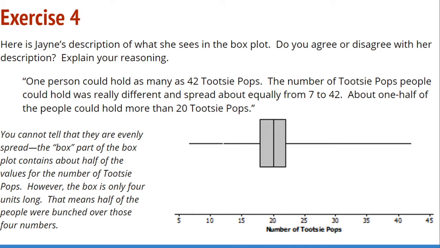The box has half of the people, and I already made a big deal about this, half of the people are in here, and then we've got all of this spread out on the sides. Looking at this box plot, we can tell that it is not spread evenly from 7 to 42. So Jane's description is not a very good description, even though she did have 2 true statements.